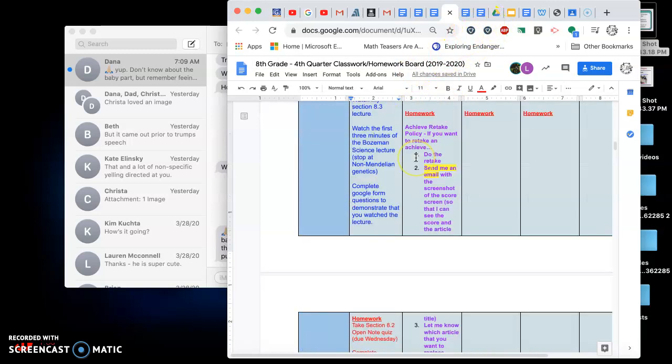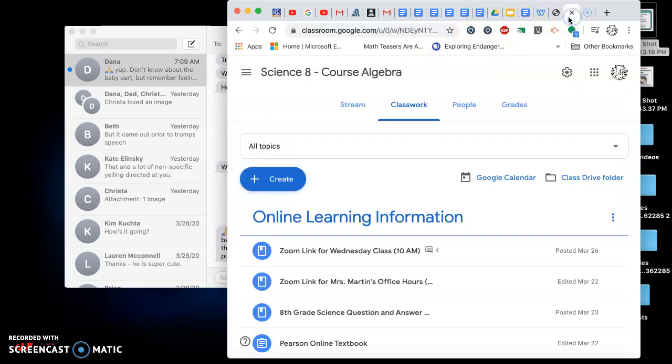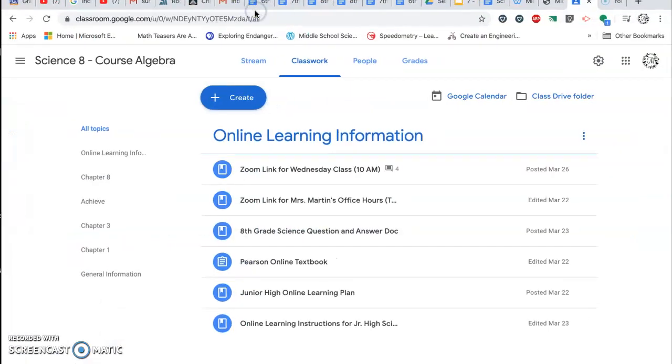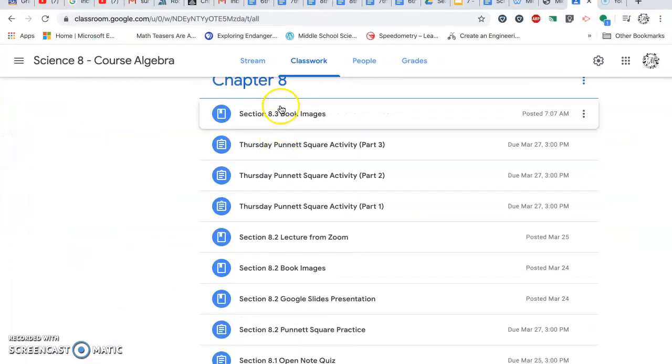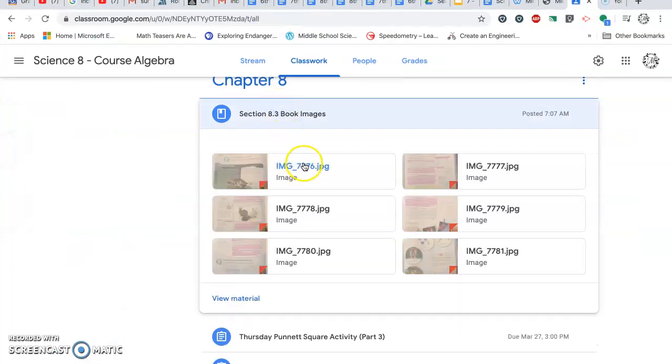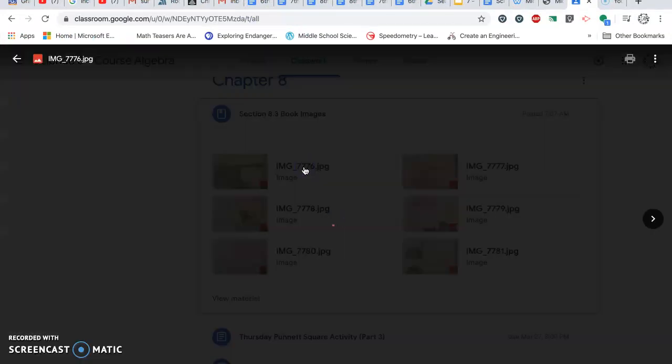I didn't do Google Slides again since we've been just looking at our book. Your book actually covers this section fairly well, so we'll keep going with that. So I did upload my images, and we're going to walk through these one at a time.